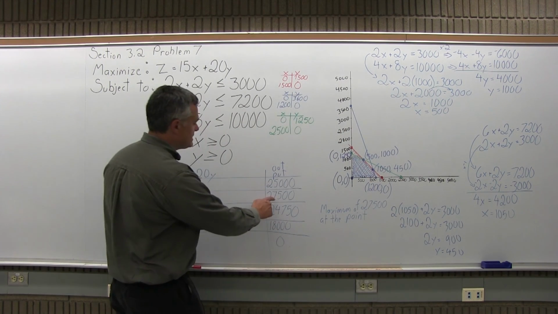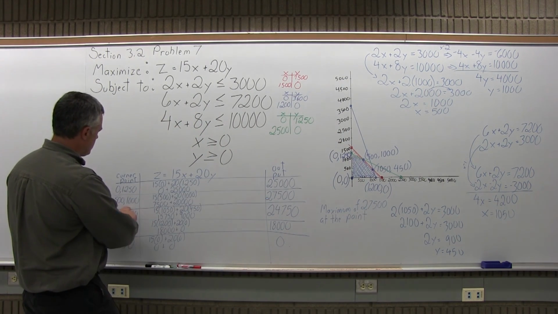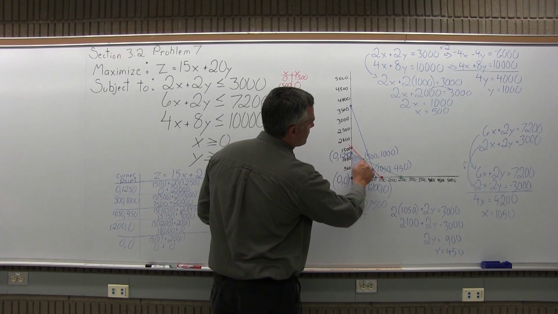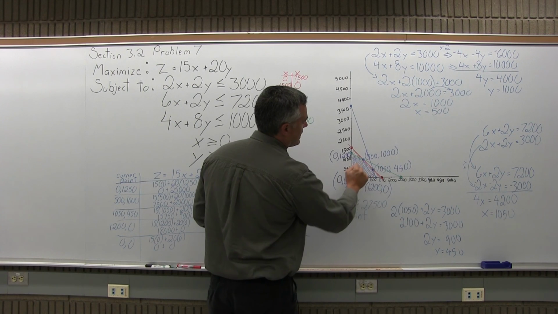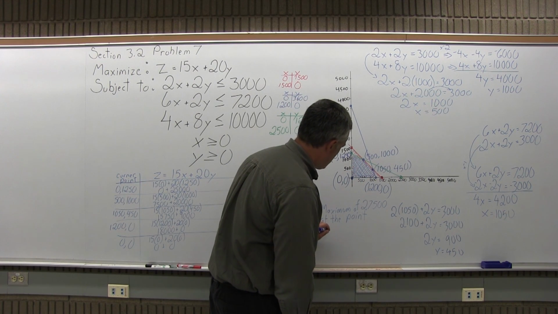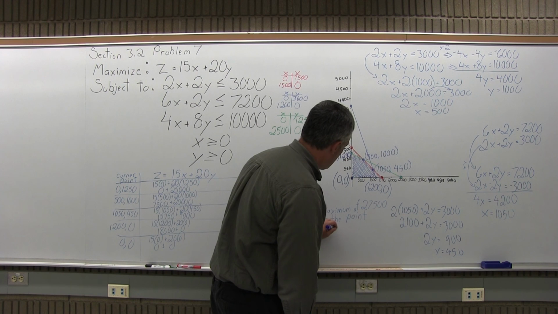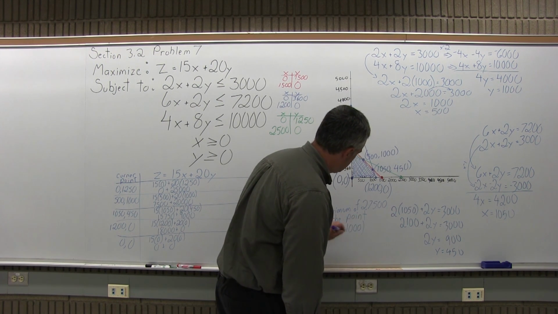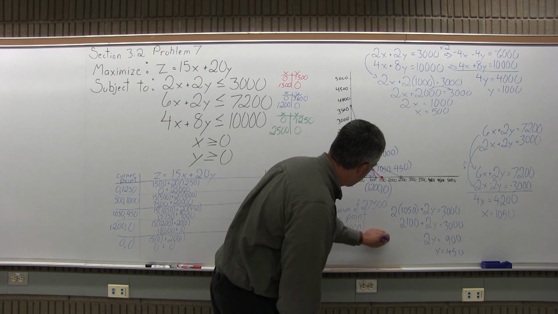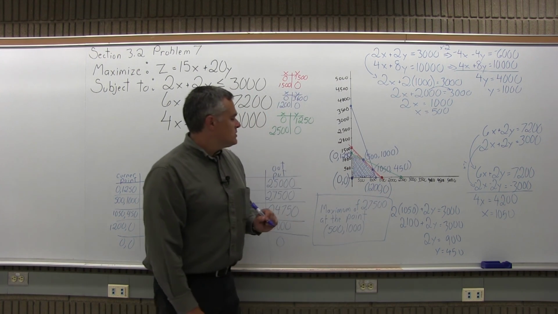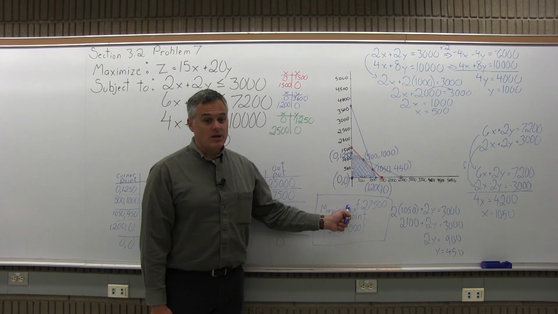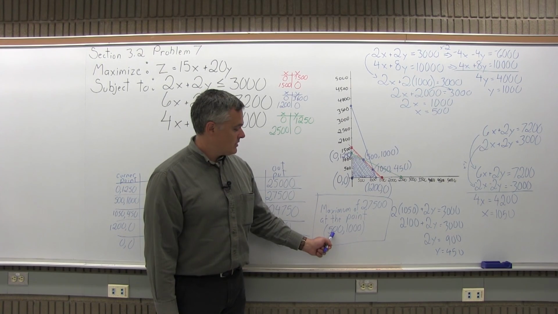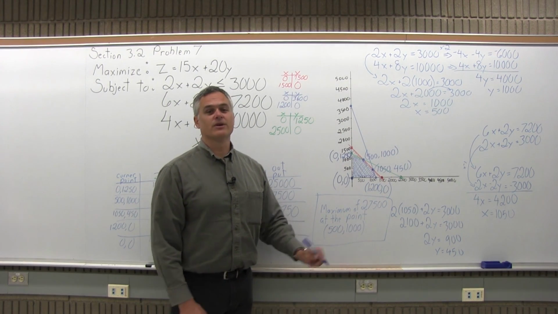So where did that 27,500 come from? It came from the point 500, 1,000. So if I go over 500 up 1,000, that's the point that gives me the maximum output. So for this problem, the maximum possible output is 27,500, which comes from the point with an x coordinate of 500 and a y coordinate of 1,000.